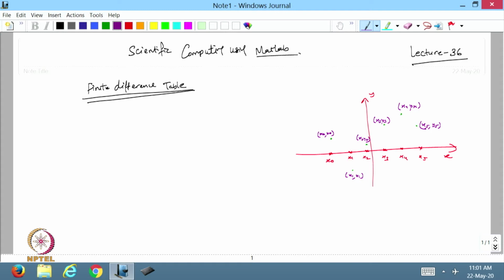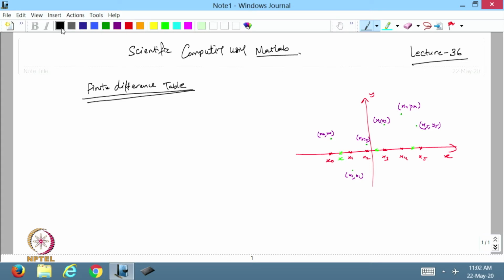Now, somebody asks me to approximate the value at this point, that is, for some x lying here or somewhere in between. Everything depends upon where you want to approximate the value of the function. For a given x, we will make the finite difference table.